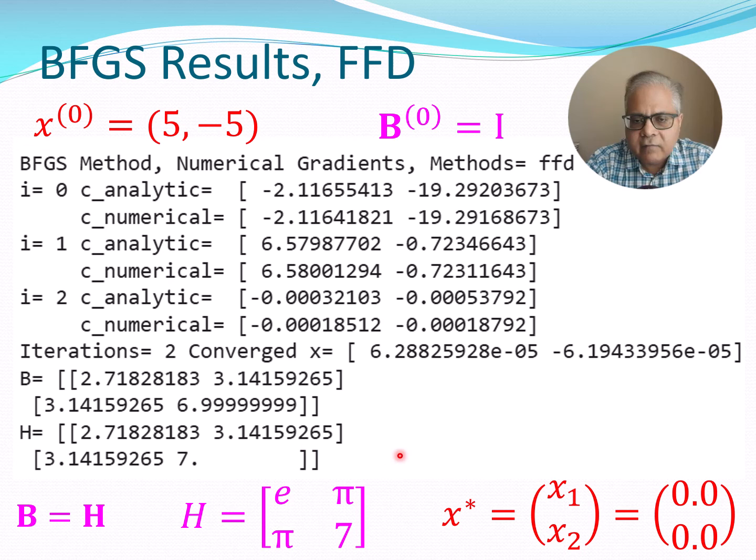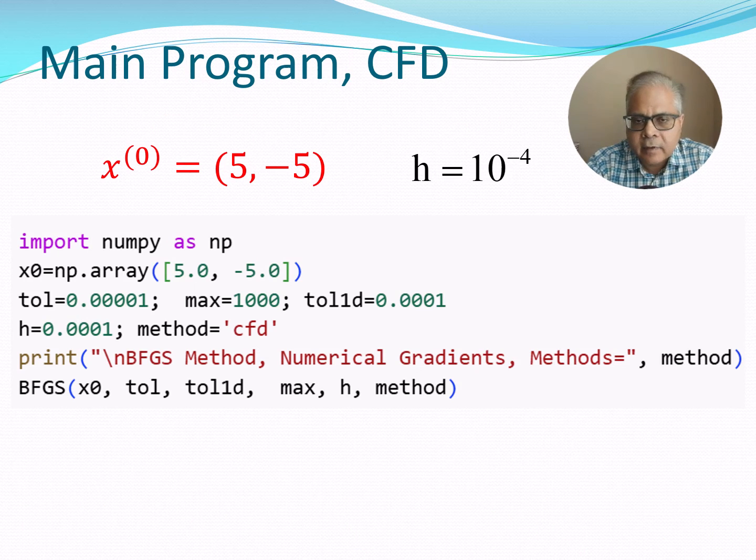So this is again a very interesting aspect of this problem. Of course, the converged solution is pretty close to zero. I should say it is zero for most practical purposes. But you are going to see in central finite difference, this is going to be really zero. Let's take a look at that, the central finite difference formula. So we put method is CFD, and then invoke the BFGS algorithm here.